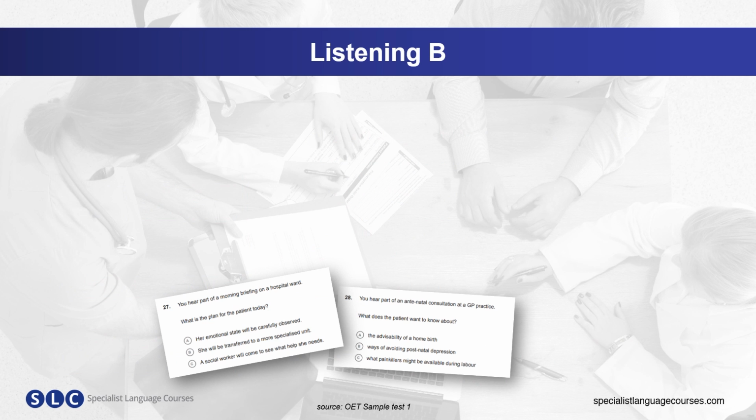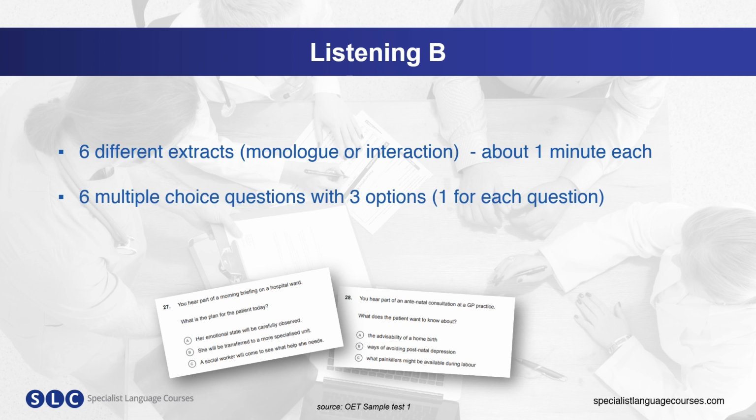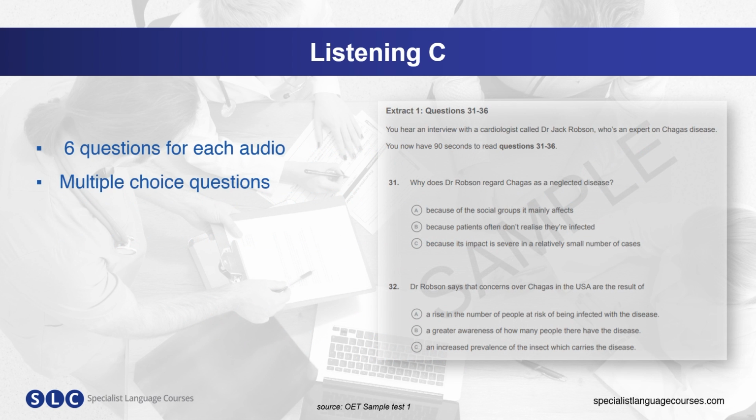In listening part B, you will hear 6 different extracts, a monologue or an interaction, which lasts about 1 minute each. Part B contains 6 multiple choice questions with 3 options. It's 1 question per audio, and each extract will be a different topic and setting. Part C contains 6 questions for each audio, and they're multiple choice questions with 3 options to choose from.